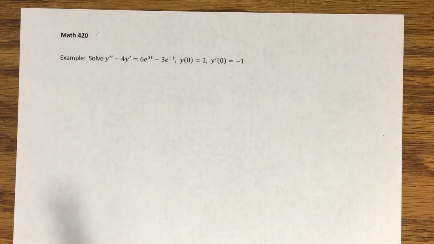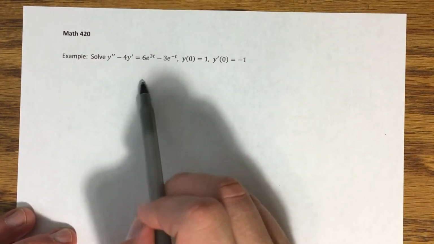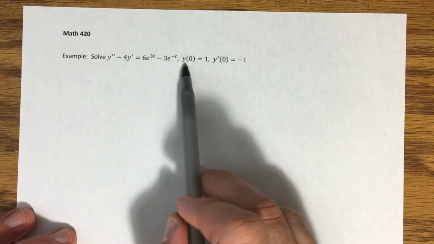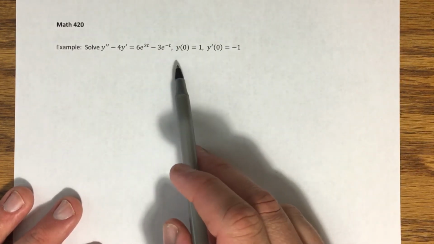All right, so we're going to be getting another example under our belts here. And for this one, we're looking at a second order DE: y double prime minus 4y prime equals 6e to the 3t minus 3e to the negative t. And then we have these initial conditions here. So it's the same process.